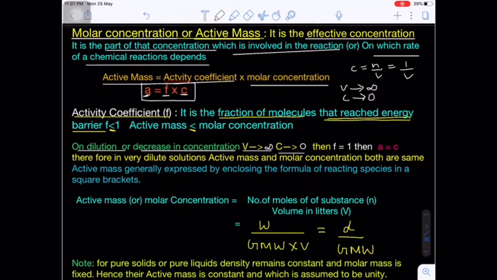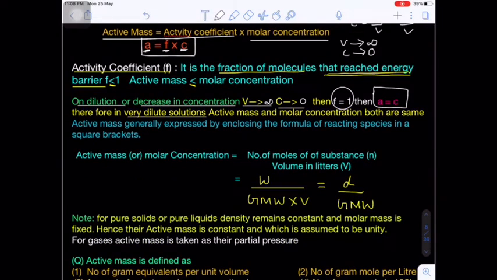In very dilute solutions, the activity coefficient is assumed to be 1. When the activity coefficient is assumed to be 1, then the activity is nothing but the molar concentration. So that's why here the activity is nothing but the molar concentration.